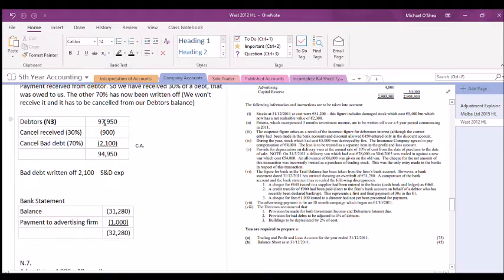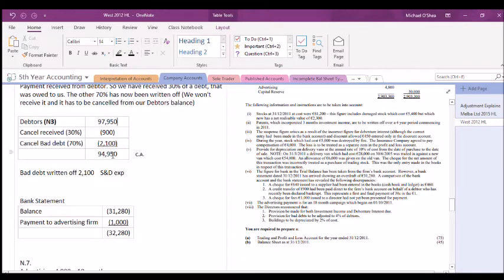This is my new debtors figure because I've changed it already. So this is how much the debtors owe me. They've actually paid me 900, so I'm going to take the 900 off the debt that they owe me. This represents 30%. The 70% isn't going to be paid because the 900 was a first and final payment. Therefore, the 70% going forward, they're not going to pay it. So I'm going to cancel that as well and put that through as a bad debt. So the 2,100 is a bad debt. It's a selling and distribution expense. And I'm also taking it out of debtors because I'm not going to receive this money. They're not going to pay me.